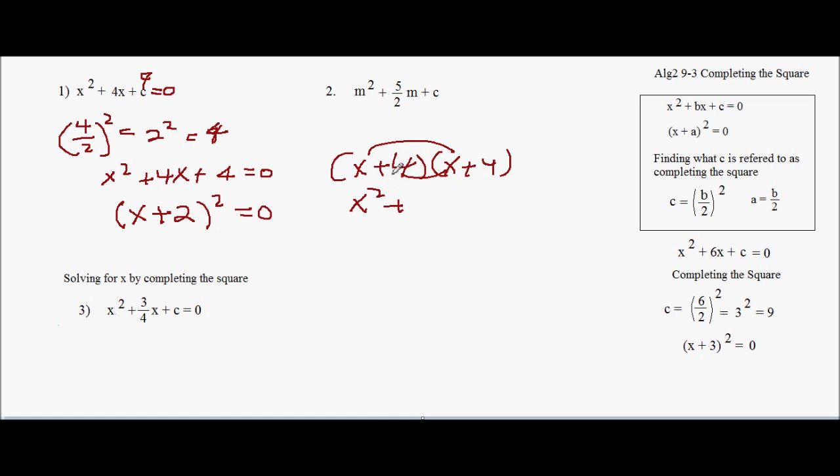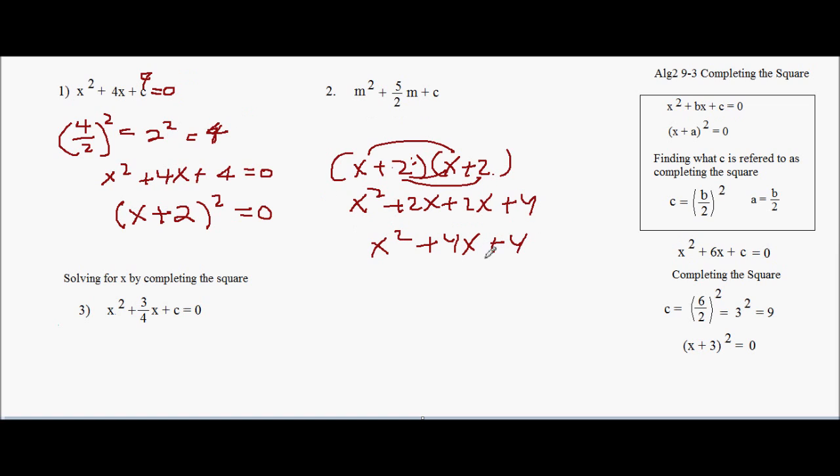I'm sorry, this is supposed to be 2. I messed up. It was 2 here, right? So I've got to put 2 there. x squared plus 2x plus 2x plus 4. And then I get x squared plus 4x plus 4, right?